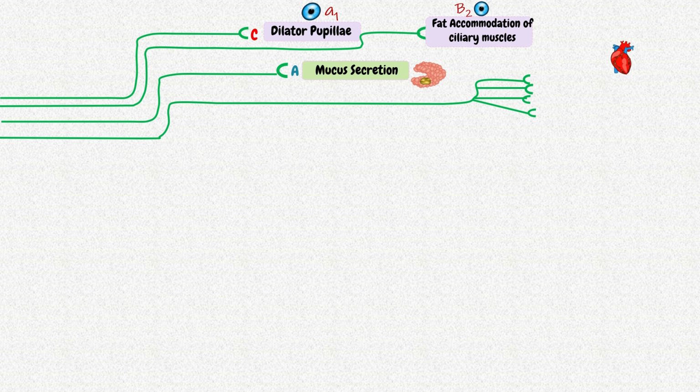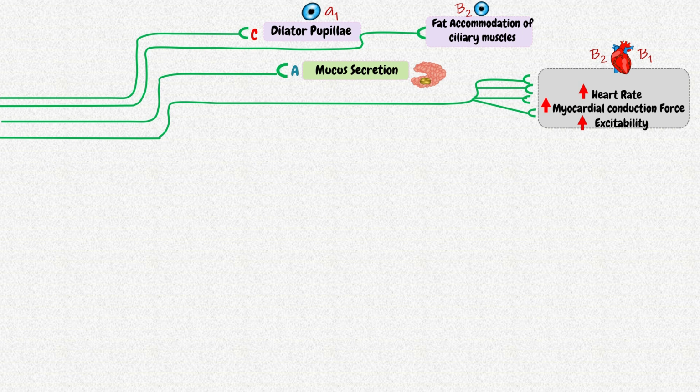The effector organ is the heart. The heart has beta-1 and beta-2 receptors. So the effect of the sympathetic system on the heart is that it causes increased excitability, increased myocardial contraction force, increased heart rate, and causes fast stimulus conduction. This is a postganglionic adrenergic nerve. Bronchi is the effector organ. Bronchi has beta-2 adrenoceptor. The sympathetic system causes dilation of bronchi.